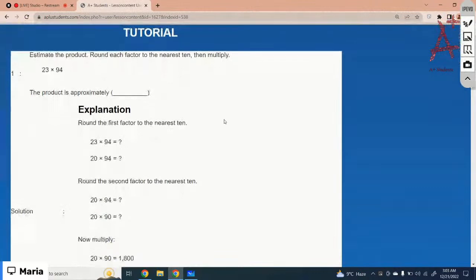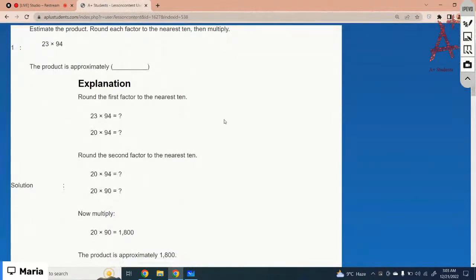Okay, so let's start with the first example. Estimate the products, round each factor to the nearest 10 and then multiply. So basically we have to estimate the products, not the exact value. That is just the estimation. Got it? Because what we are going to do, we're going to round off the numbers to the nearest 10 and then we have to multiply them. Got it? So first we have to round the numbers and then we have to multiply. Let's start with the first example, that is 23 times 94.